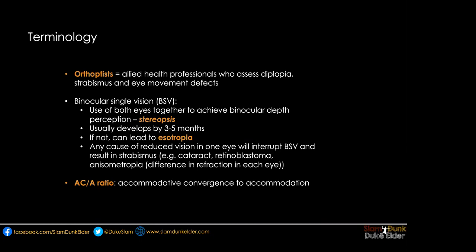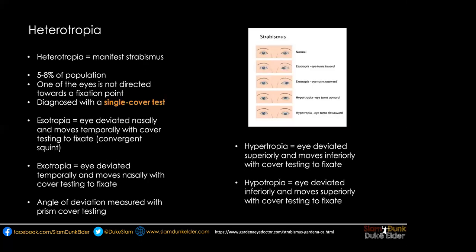So accommodative convergence is measured in prism diopters, and accommodation is measured in diopters. So I don't think you need to know a huge amount about this, but just to know that if you have a change in this ratio, that can lead to different squints. And a normal ratio is about between 3 and 5. So I think it's just something to be aware of. And I'll mention it a bit later, just to learn that a change in this ratio can lead to certain types of squints.